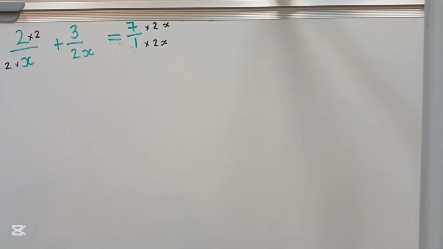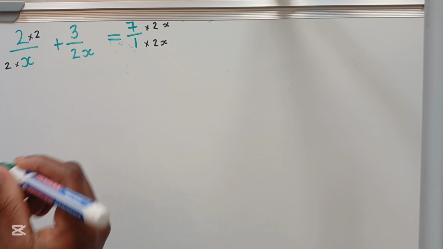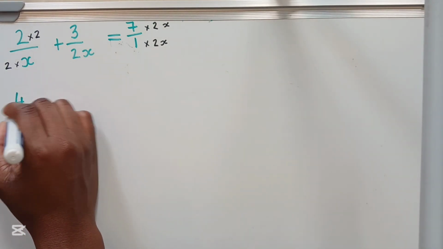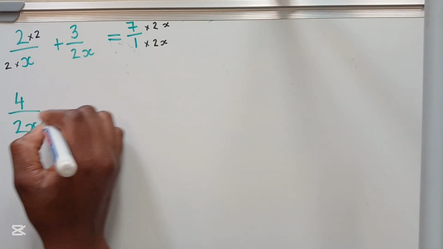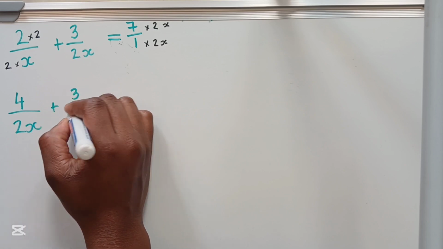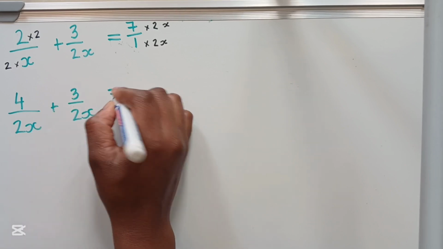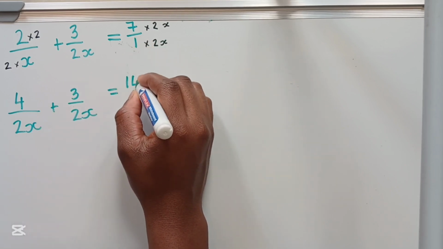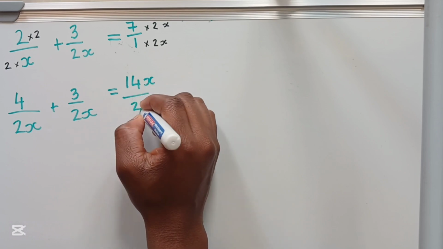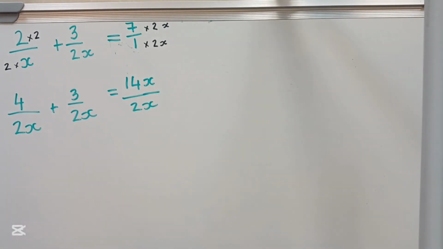Okay? Let's multiply them out. 2 times 2 will give me 4 over 2x plus 3 over 2x equals to 7 times 2, 14x over 2x. Now our denominators are the same.